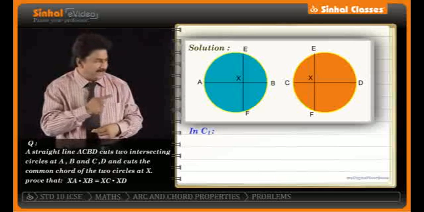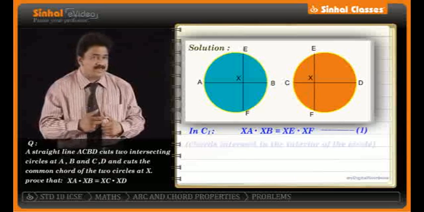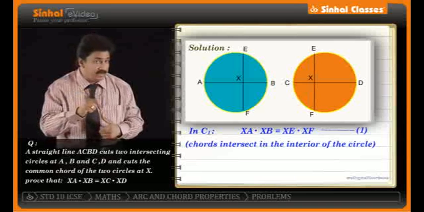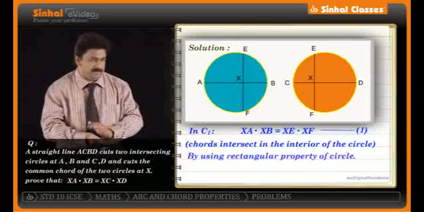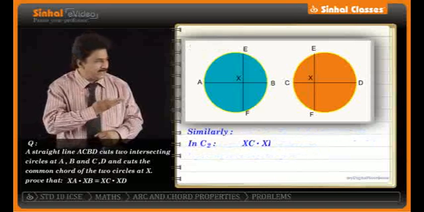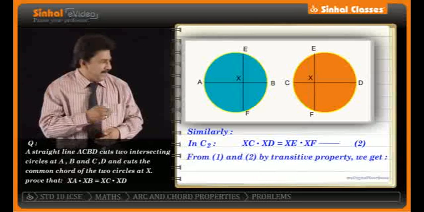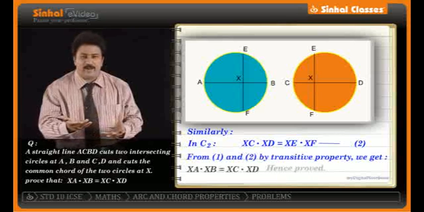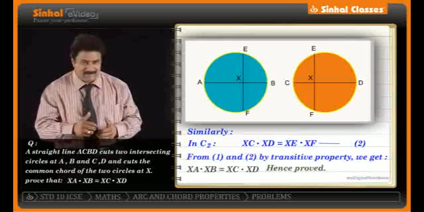In circle 1, XA into XB is equal to XE into XF. What's the reason? Whenever two chords intersect in the interior of the circle, the products of the lengths are equal. That means I'm using the rectangular property of circle. Similarly, in circle 2, I get XC into XD is equal to XE into XF by using the same property. When you see the first and the second statement, by transitive property, I get XA into XB is equal to XC into XD. And the sum gets over. I made it very easy for you. Yes or no? Yes.